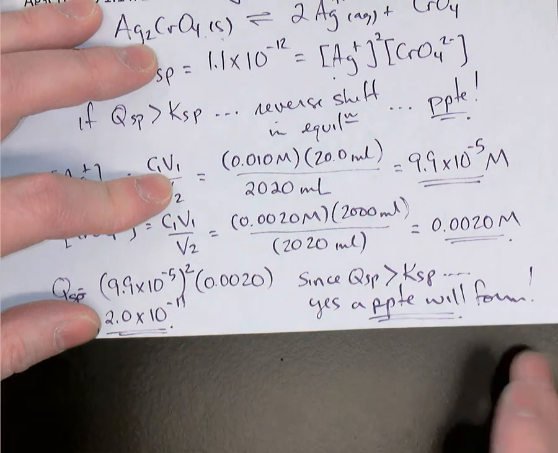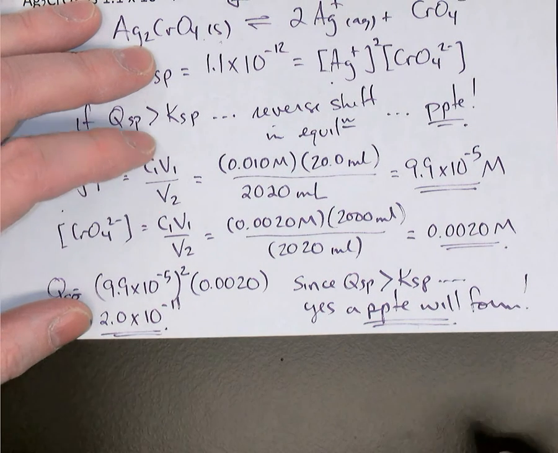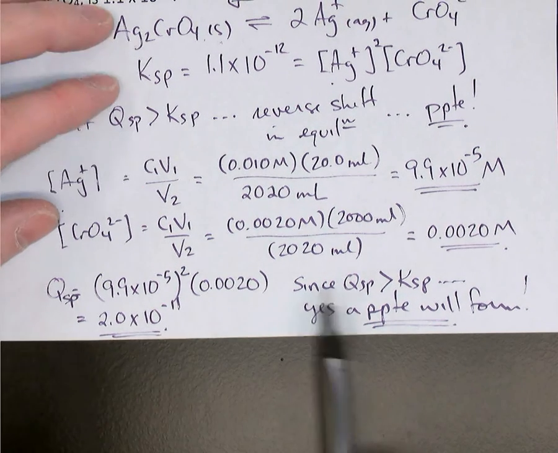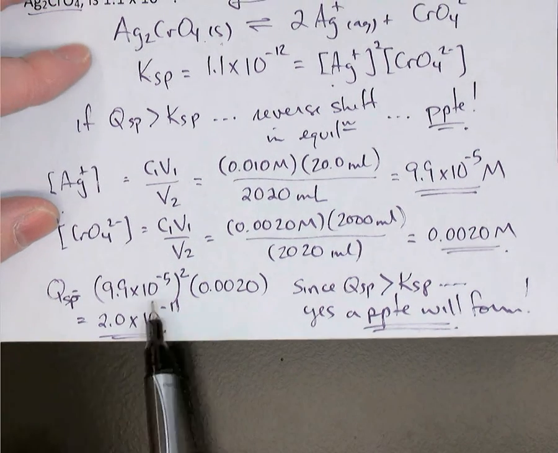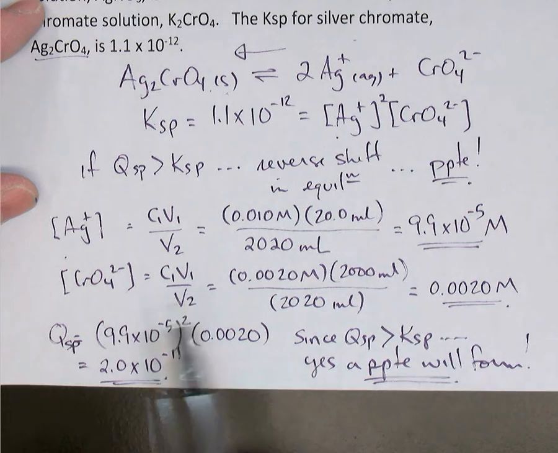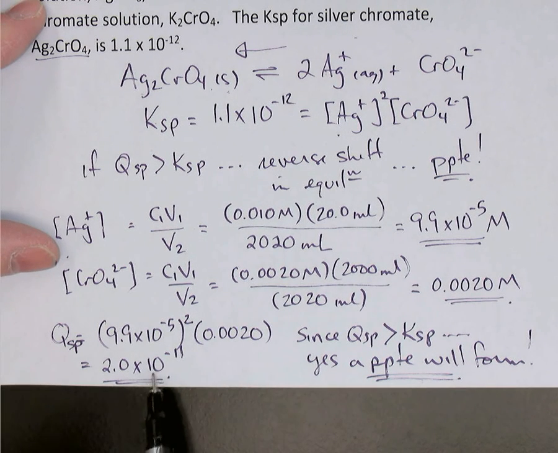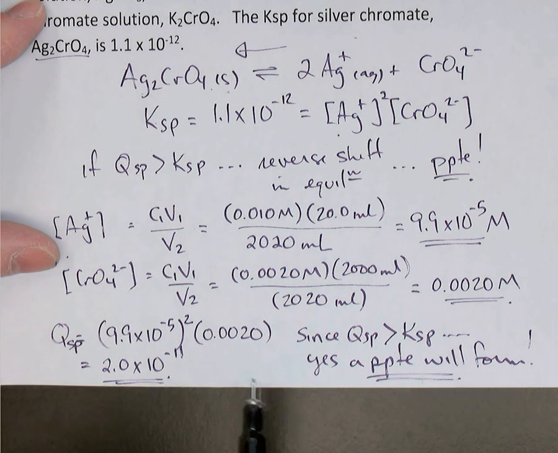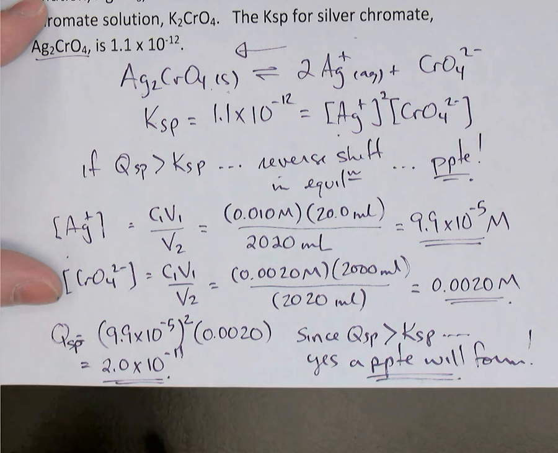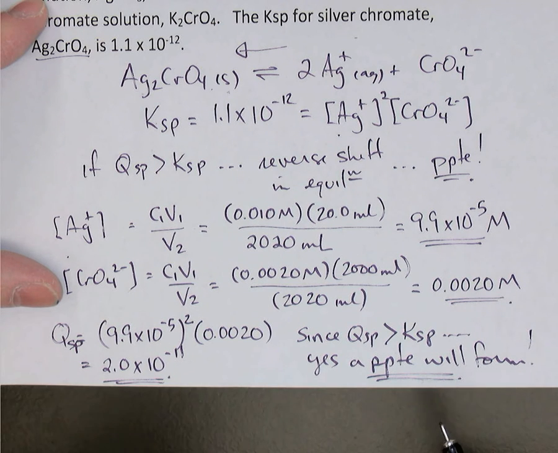Now understand there's two other logical results that we might have encountered here. It's possible that QSP would be equal to the KSP. What would that mean? Well, that's very unlikely, first of all, but if it does happen, then it means that your solution is actually saturated. If the QSP equals the KSP, you're at equilibrium, and in solubility terms, that means the solution is saturated. In that situation, we would say that no, a precipitate doesn't form, but the solution is saturated.